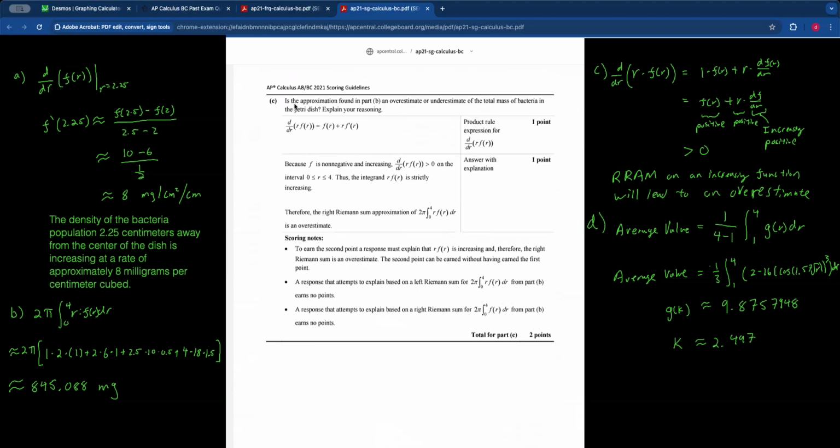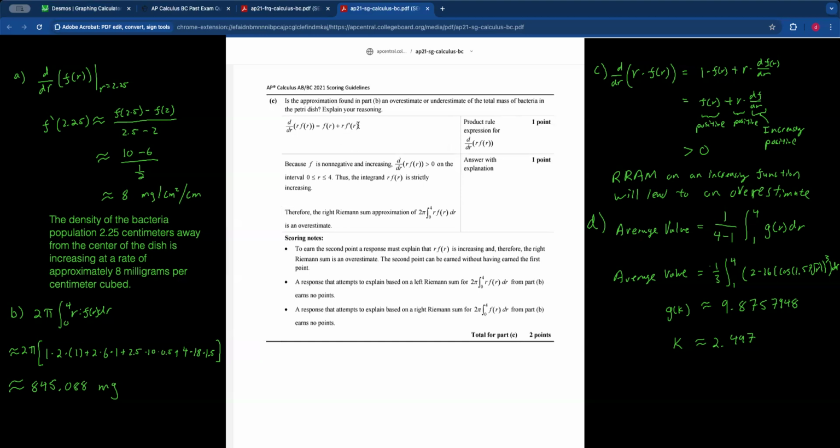Over here for C, is the approximation found in part B an overestimate or an underestimate? So again, the theory being if you're looking at your integral, you're integrating some sort of function. All you need to do is take that function and take its derivative and then figure out, is it increasing or is it decreasing? Am I taking a left Riemann sum or a right Riemann sum? And then basically, bam, you will be able to figure out whether or not you have an overestimate or an underestimate just like that. So over here, product rule expression for this, that's fine.